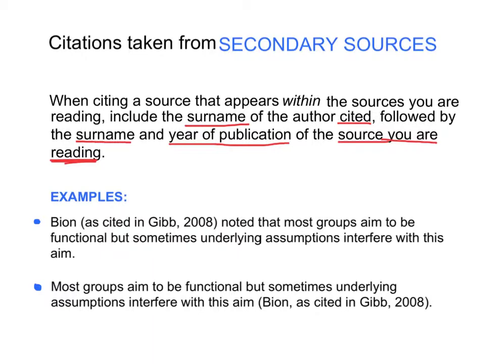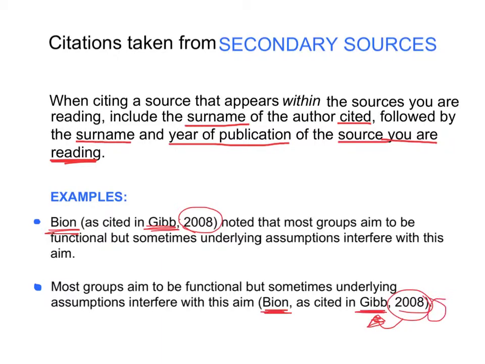For example, you can see that Bion has been used here, but Bion was originally cited in the work of Gibb. So in order to make note of that, you put 'as cited in Gibb', and then the year of publication. That is the example if you choose to make reference to the author by name at the beginning of your sentence. If you don't want to do that, then you present the information as you would: Most groups aim to be functional, but sometimes underlying assumptions interfere with this aim. You then have the original source in which the information came from, which is Bion, and he was cited by Gibb in 2008. So 2008 refers to Gibb's work, end bracket, full stop.